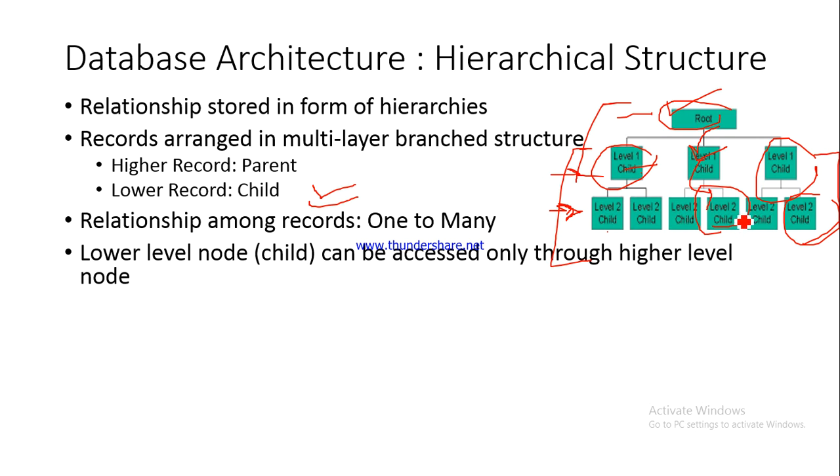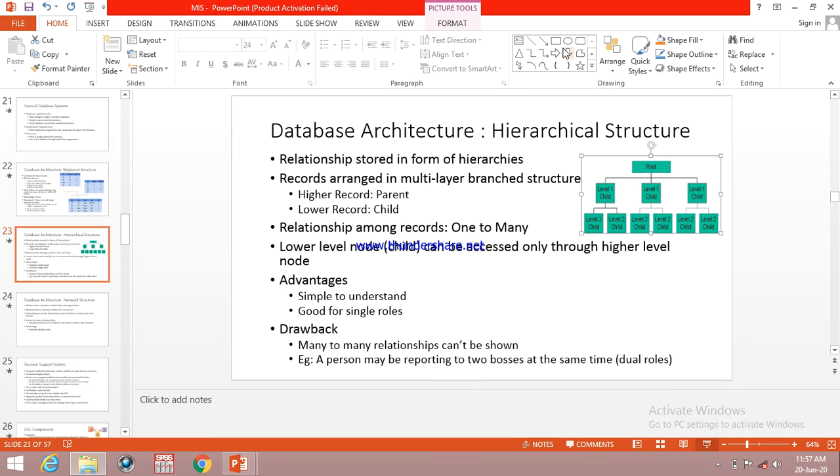Now again, if you want to access this particular node, the child node, you cannot access this through this one. Why? Because they are not simply connected. You cannot access this node through this one because it is not connected. You will have to go to this one, right? So this is how the hierarchical structure is formed, but then we need to understand what is the problem with these kind of hierarchical structures, right?